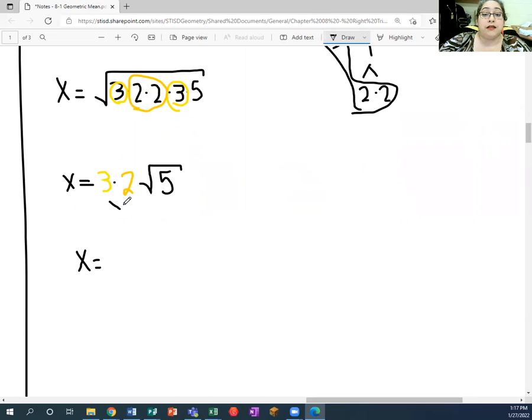And I'm going to multiply the 3 and the 2 together. 3 times 2 is 6. And so my answer is read as 6 square root of 5, which means 6 times the square root of 5.